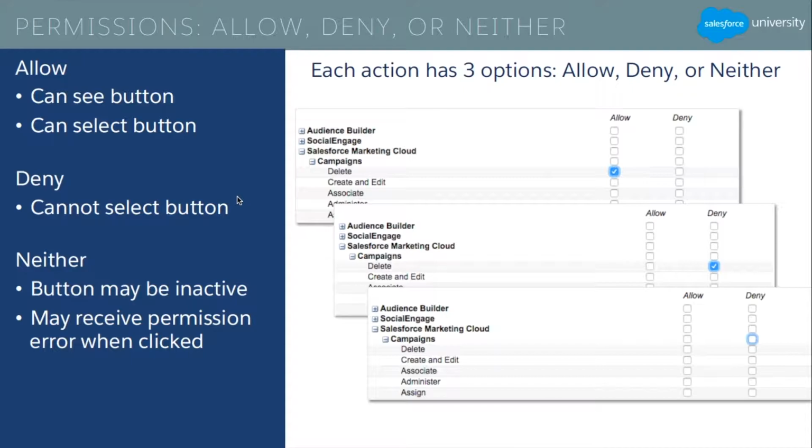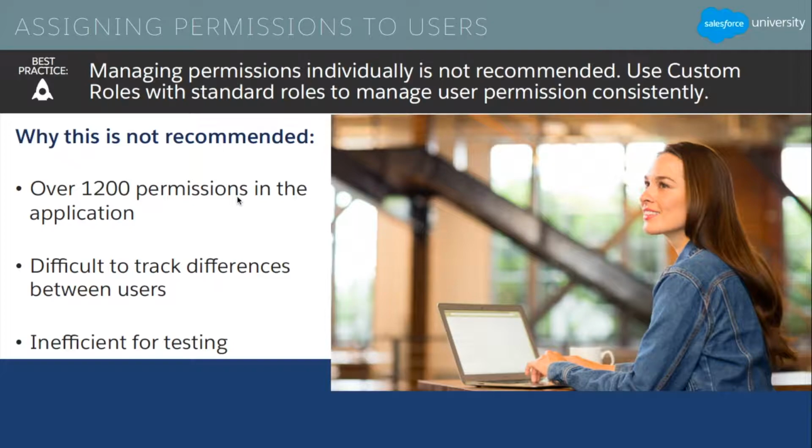So when we have allow, the user can see that button, they can work with that asset, they can do it. When we have deny, they cannot select the button. It may be grayed out, or it may not even be on their screen. But if neither is checked, they may be able to click the button and then they get an error message, or the button may be grayed out. Okay, so it just kind of varies from one element of the application to another.